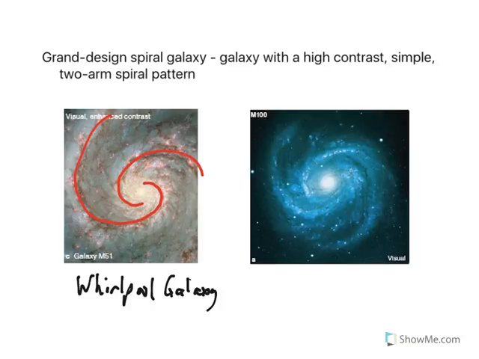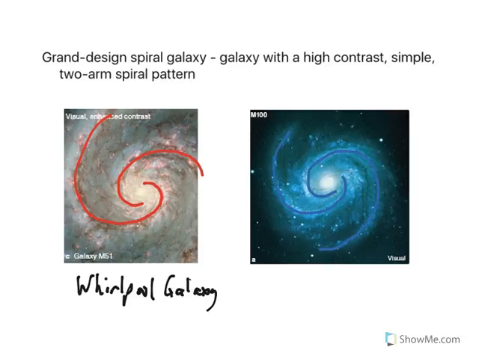Another example is M100. The number and the name is in the corner of the image. M100 is one of the first spiral galaxies to be discovered. It was discovered in 1781. It too is a grand design spiral galaxy. It has a high contrast, simple two-arm spiral pattern.